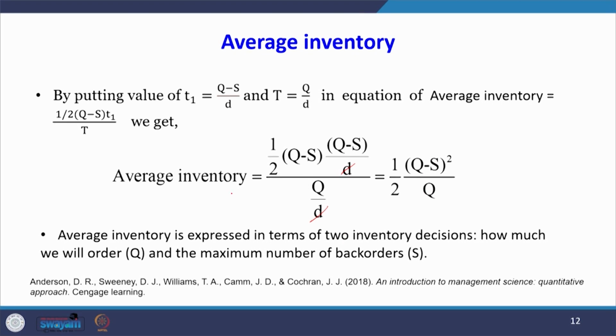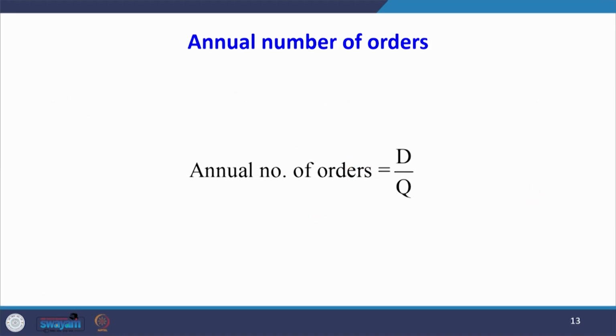So, look at this, the average inventory is expressed in terms of two inventory decisions: one is how much we will order, Q, and the other is the maximum number of back orders that are permitted. That is what in the end we are going to find out, what will be the optimum order quantity and what should be the optimum shortages allowed. So, this is the expression for average inventory. From this we know, as usual, the annual number of orders is D upon Q, where D is the annual demand and Q is the quantity ordered.